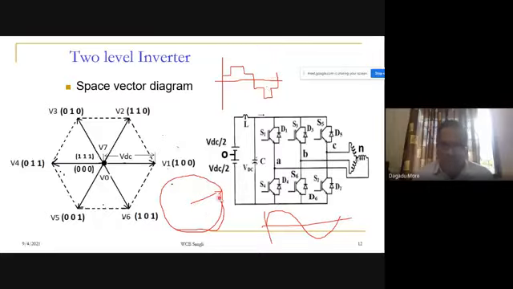Whereas whenever our space vector moves smoothly, then our output voltage waveform will be sinusoidal. So how the space vector moves and how its magnitude changes will determine the quality of output voltage. How does the quality of output voltage depend? It depends upon the magnitude of the space vector and how it moves. If it moves smoothly, then our output will be a sinusoid.